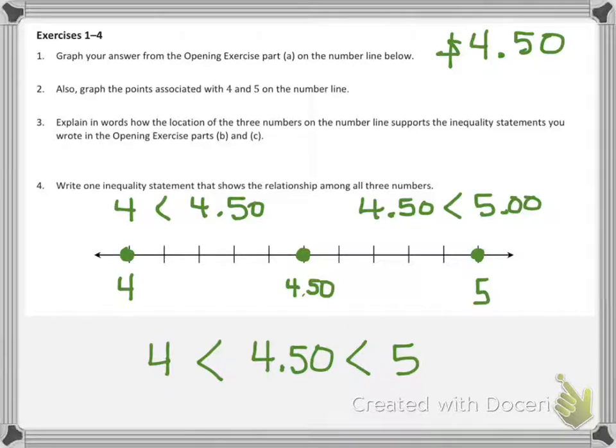So I could say, well, since 4 is less than 4.50, I can say 4 is also less than 5. And that's true. Or I could turn around and read it in the other direction, and I would say 5 is greater than 4.50, or I could say 5 is greater than 4. So either way, I've got all of the relationships between the three numbers. That's a compound inequality, and we'll be using those in this lesson as well.